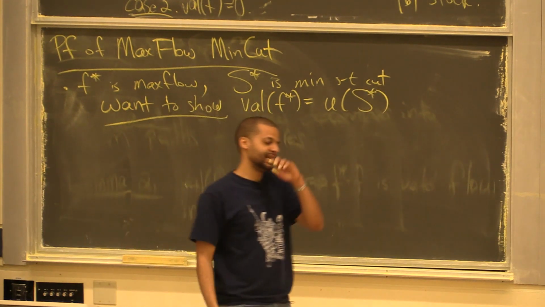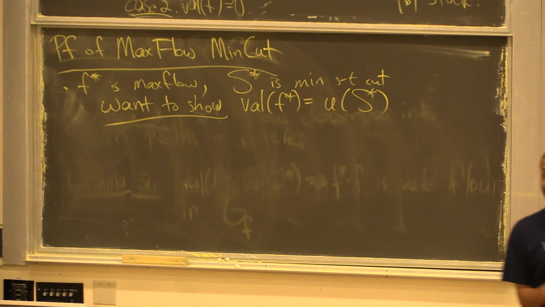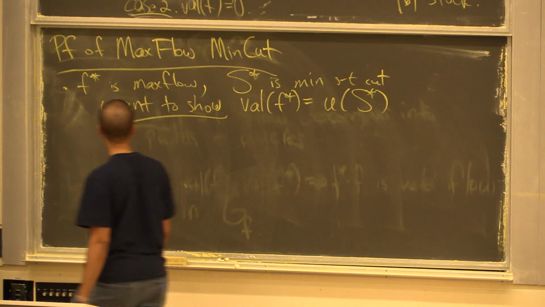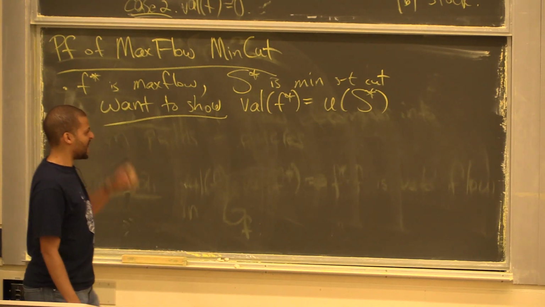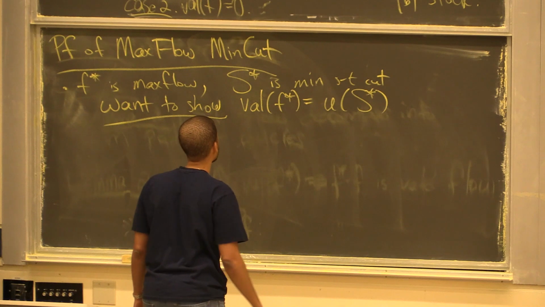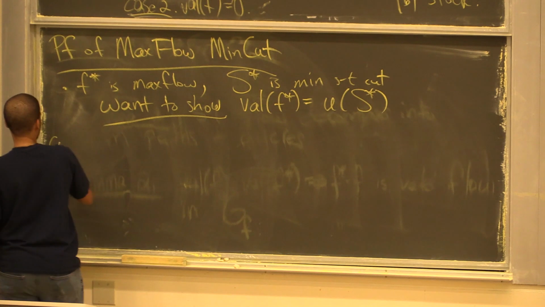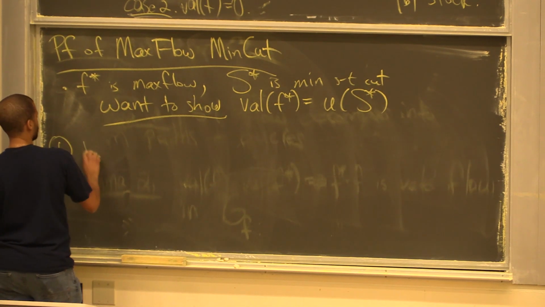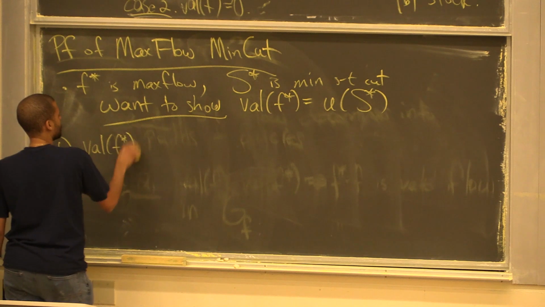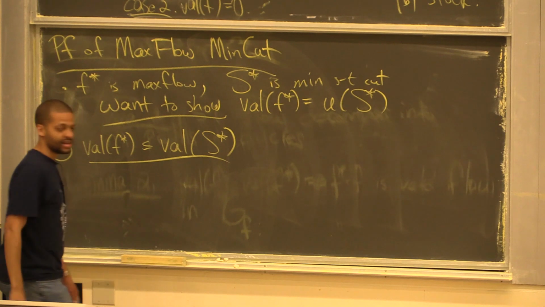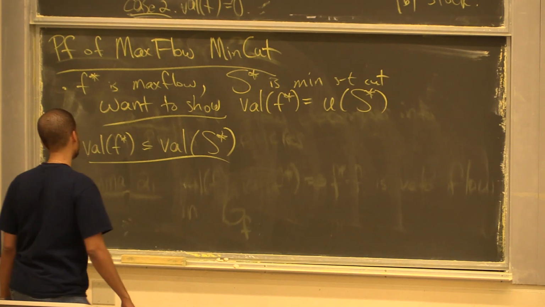One way to show that x is equal to y is to show that x is at most y and x is at least y. If those are both true, the only way for that to be true is that x equals y, right? So how can I show that? Let's say x is at most y. So for step one, I want to show that the value of F star is at most the capacity of S star. Okay. Well, that's easy enough.